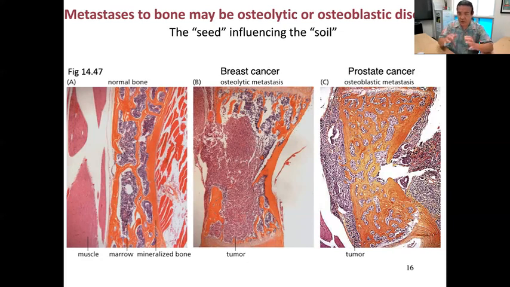In this case, both breast cancer and prostate cancer happily metastasize to bone because the combination of different stromal signals is right. But this seed-soil combination results in very different types of clinical presentation of disease.